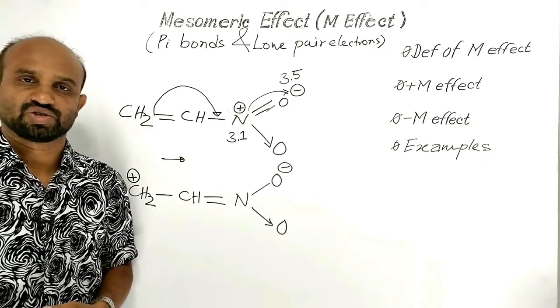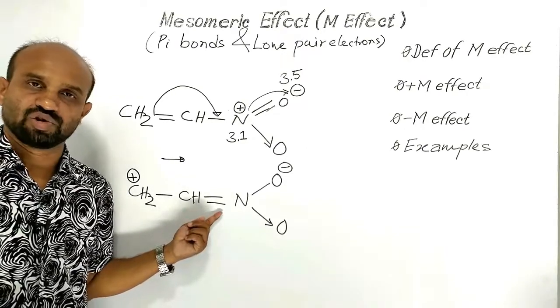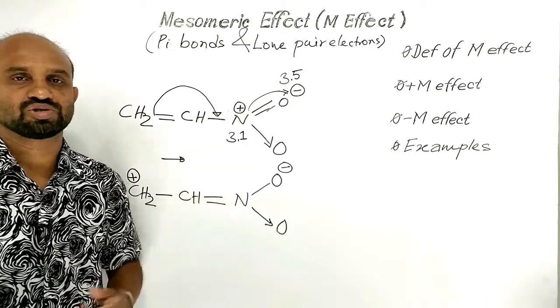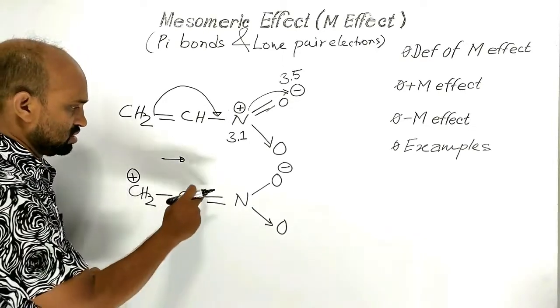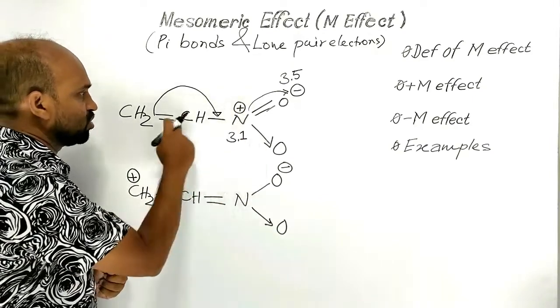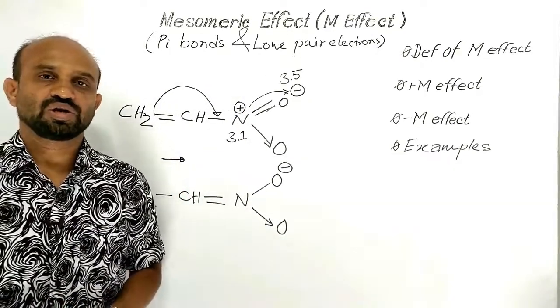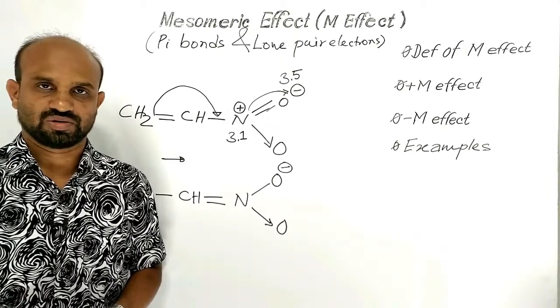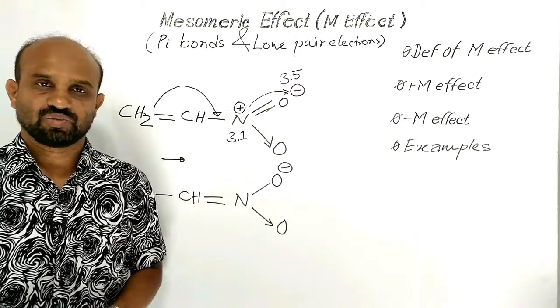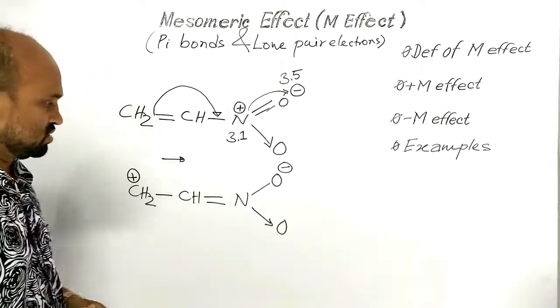Definition of mesomeric effect is polarity in a molecule produced by interaction between pi bonds or interaction between lone pair of electrons and pi bonds is called mesomeric effect. Let's see another example.